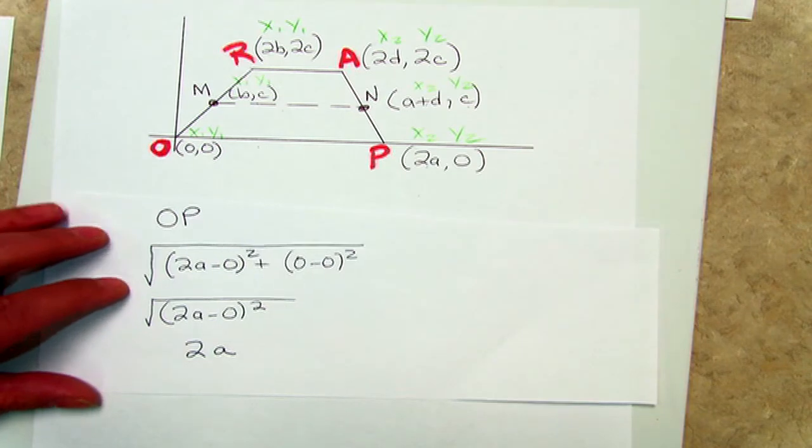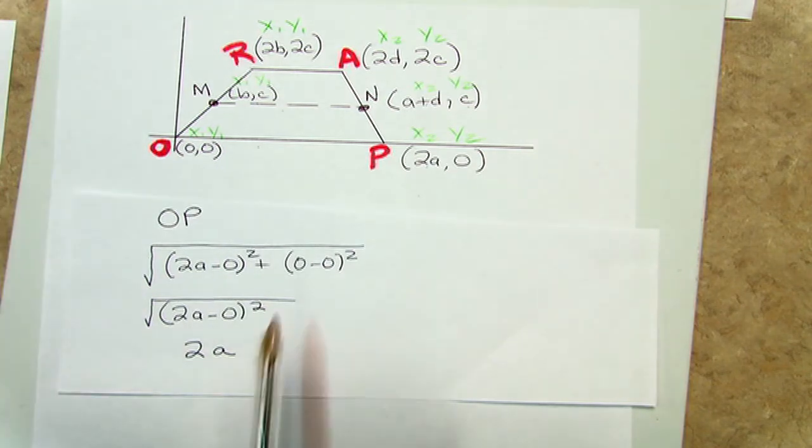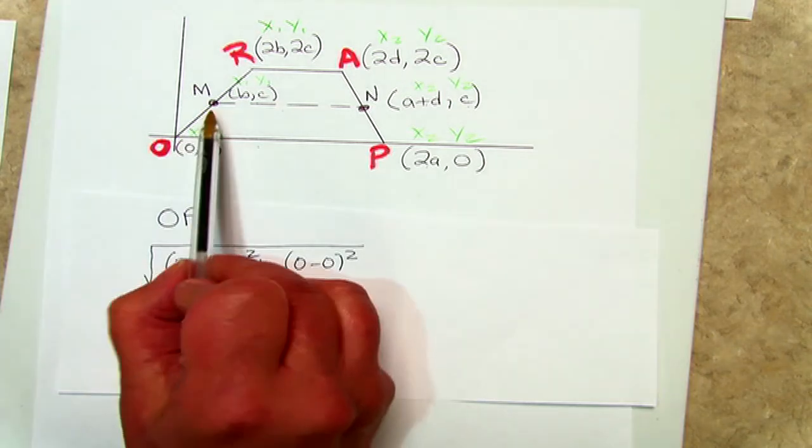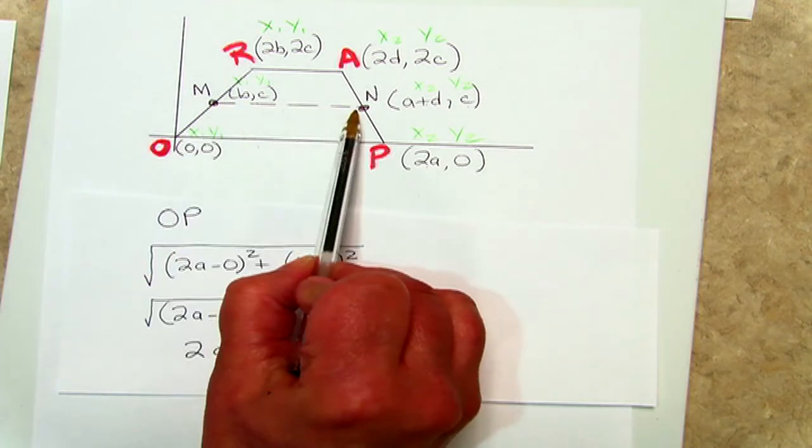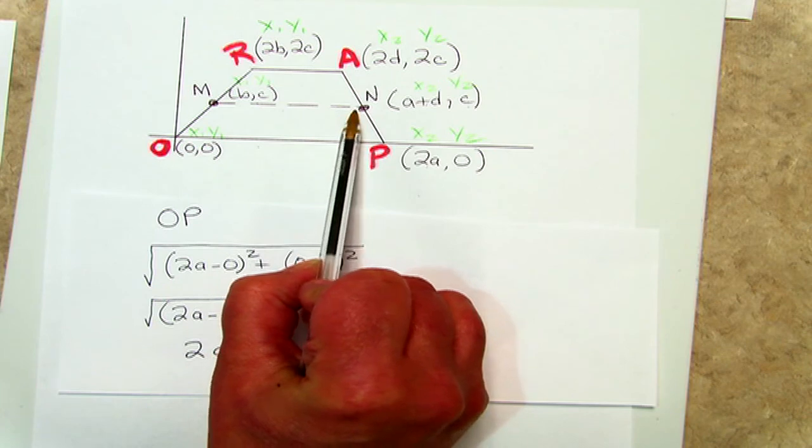So we've now found the lengths of these three segments. Our last step is plugging those into our formula to prove that the mid-segment is half the sum of the two bases.